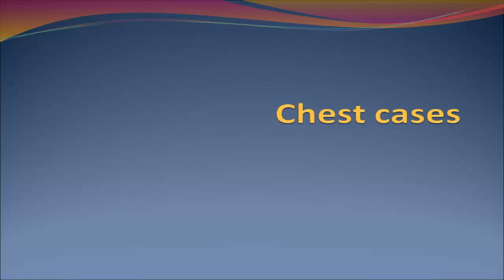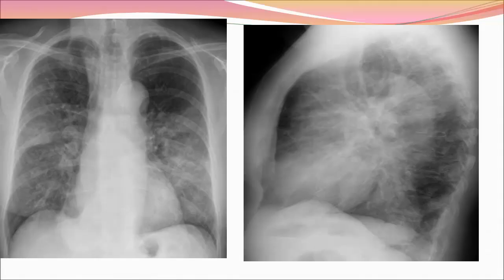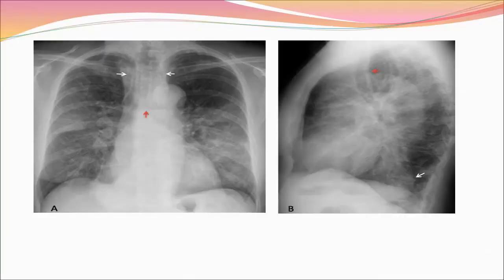Today we will discuss chest radiographs. Here is a case: radiographs of a 60-year-old man with a cough and fever. See this case deeply and stop the video. Make your diagnosis. Chest radiographs show bilateral airspace infiltrates.